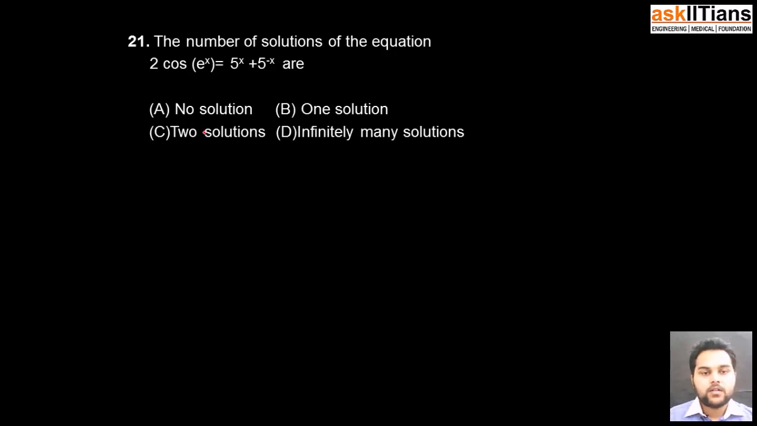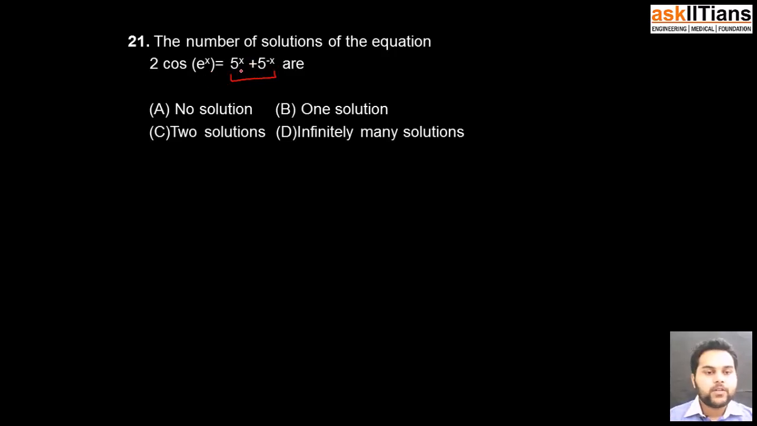Next question is the number of solutions of the equation 2 cos e raised to x is equal to 5 raised to x plus 5 raised to minus x. Are no solutions, one solution, two solutions, infinitely many solutions. Now let's first check for what values of x can they be equal. So this is an even function. For any values of x or minus x, it won't change.